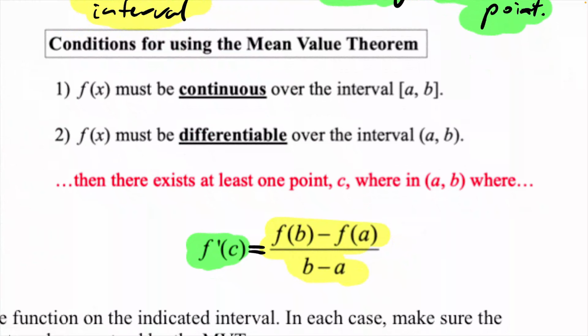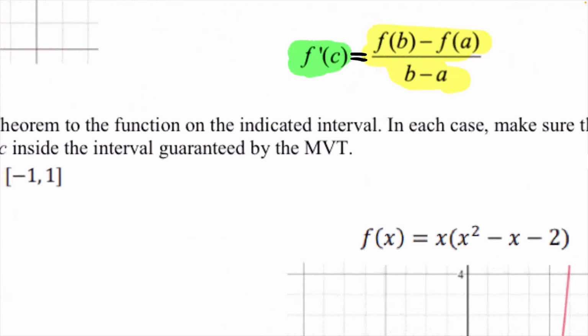When can we use it? When can we not use it? Well, it has to be continuous and has to be differentiable. Okay? Has to be continuous and has to be differentiable. If it's not continuous or it's not differentiable somewhere along there, we can't use the mean value theorem. Okay? All right, so let's take a look.